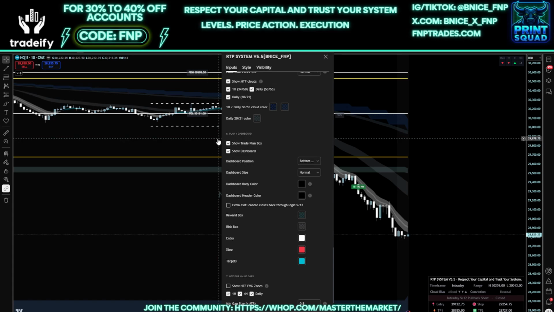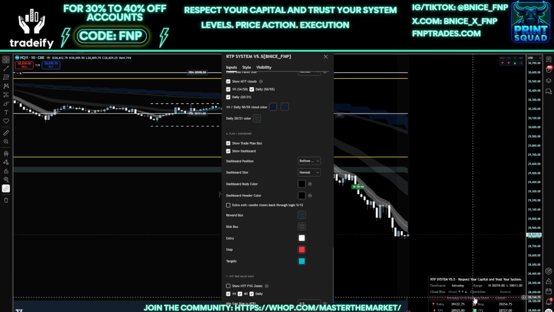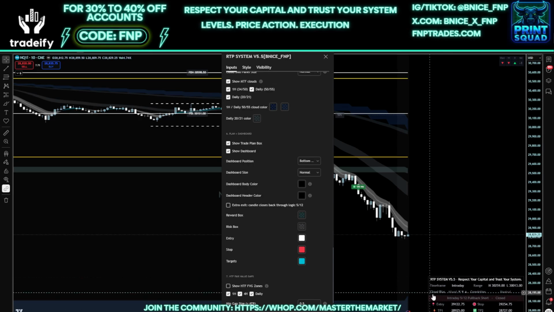Going more into it, we have the dashboard. This is the dashboard to the bottom right here. You can customize your dashboard. You can change the color. You can change the position. You can also change the size. If you're someone who likes to trade on your phone, I would recommend moving this to tiny. As you get very familiar with the system and you start to understand the system more, you can hide the dashboard entirely and you can just trade.